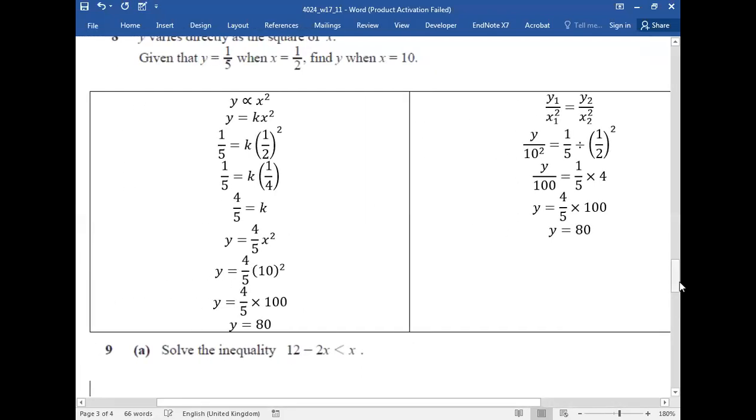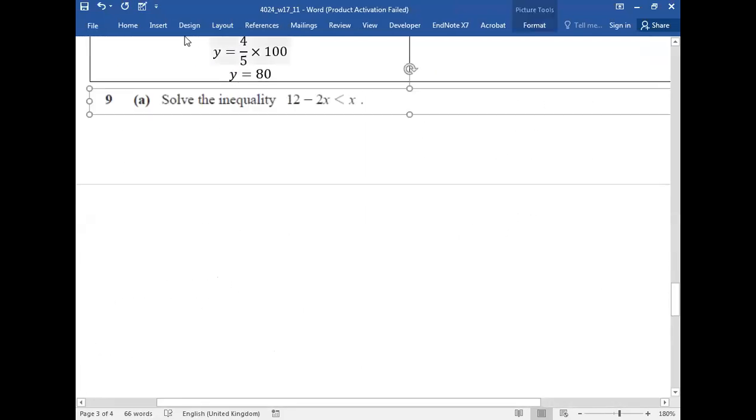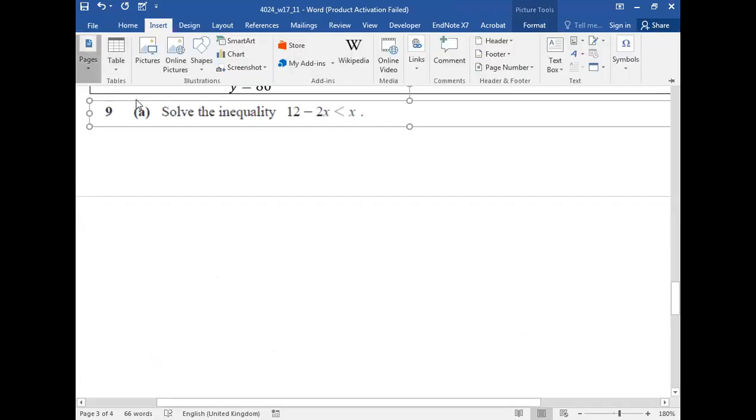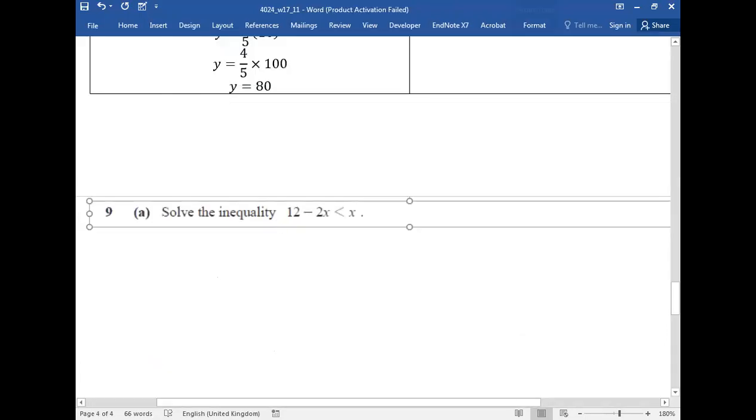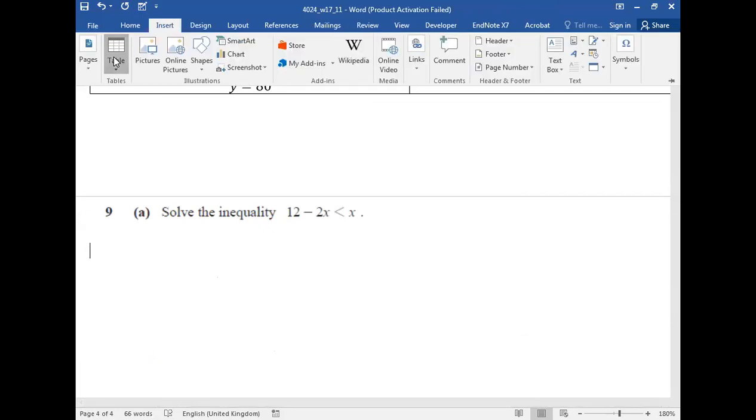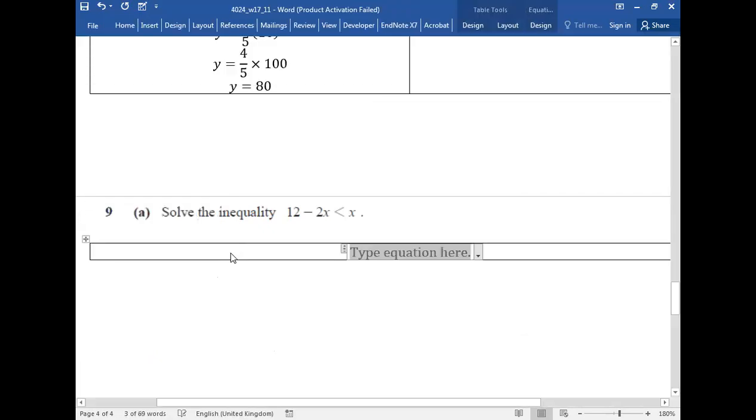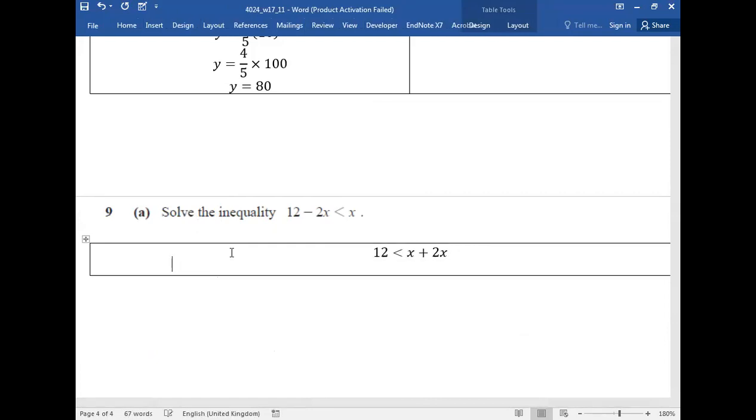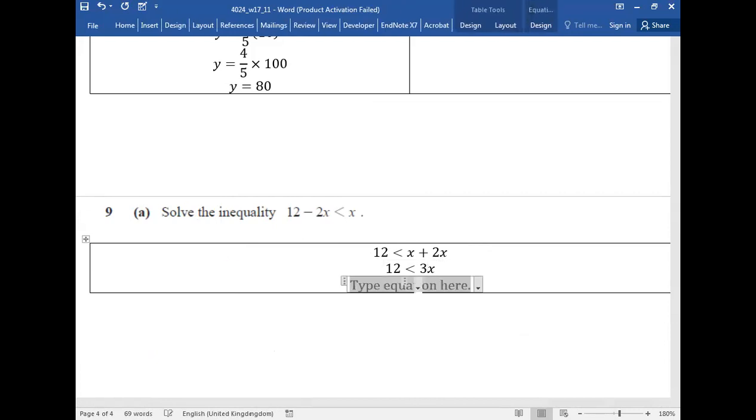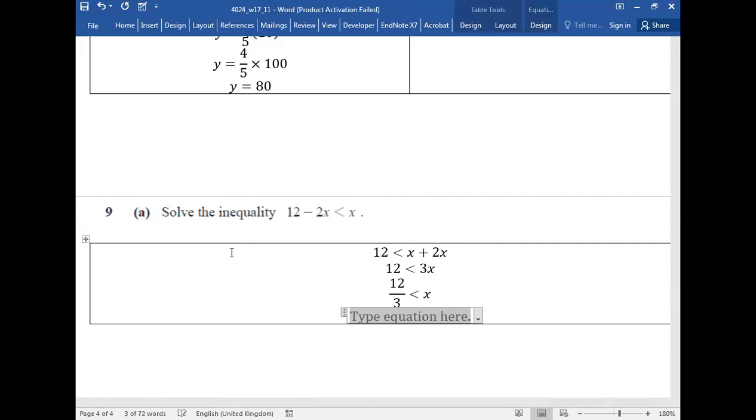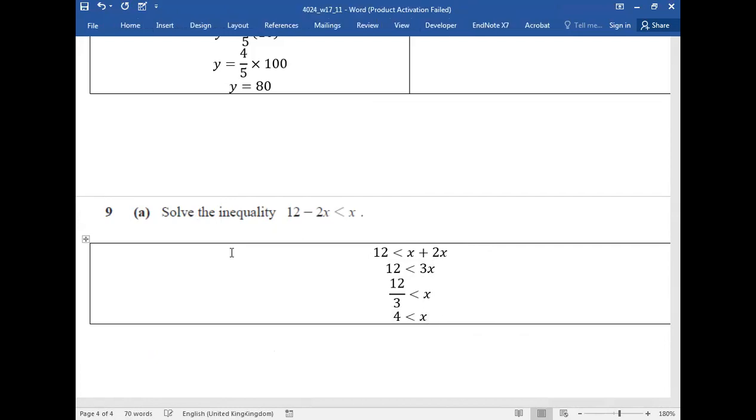Next is an inequality. Solve the inequality: 12 minus 2x is less than x. You just deal with it like an equation. 2x was minus here, so it goes to the other side. 12 is, so 3 multiply, 12 upon 3. How do we read this? We read it from the perspective of the variable. We say x is greater than 4.